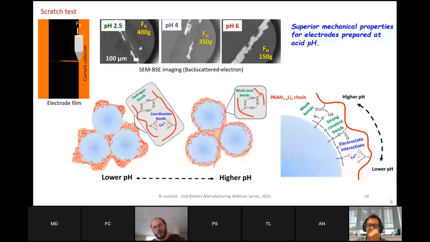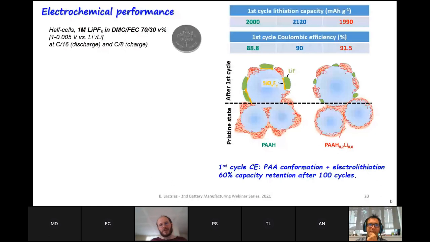Next. So now we will look at the electrochemical performance. Let's look at the composition of the electrolyte on the top left. It is 1 molar LiPF6 in a blend of DMC, dimethyl carbonate, and fluoroethylene carbonate with 30% of fluoroethylene carbonate. So you see no ethylene carbonate here, no EC.